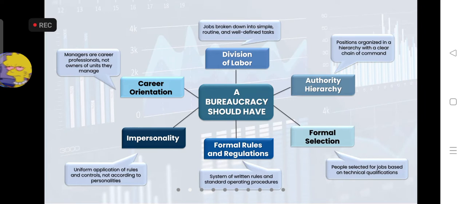regulations, a system of written rules and standard operating procedures. Impersonality, uniform application of rules and controls, not according to personalities. So the last one is the career orientation. So managers are career professionals, not owners of the units they manage. So next slide, please.